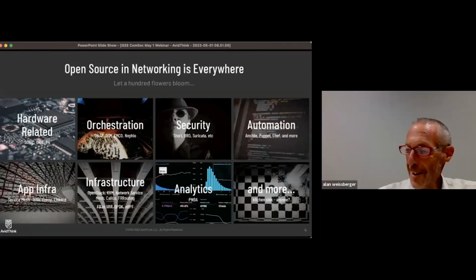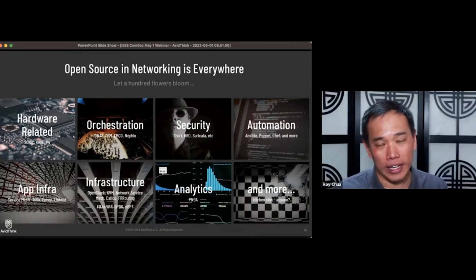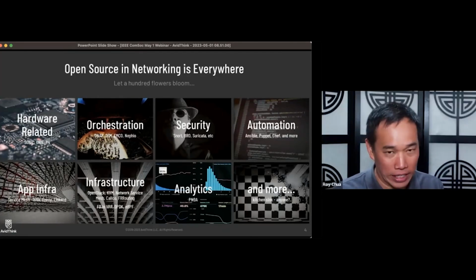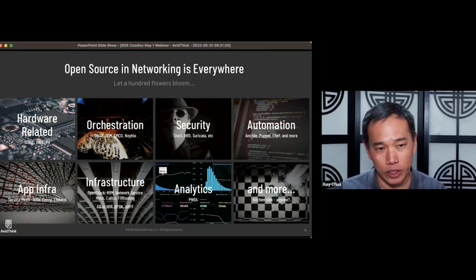So anyhow, open source and networking is everywhere. We've heard the term let 100 flowers bloom or let 1,000 flowers bloom, depending on whether you have it in the original Mandarin or the English version of that. It was expanded. But fundamentally, when we look at open source or open in networking, it spans probably a lot more than maybe we think, or that we have visibility into at any point in time.